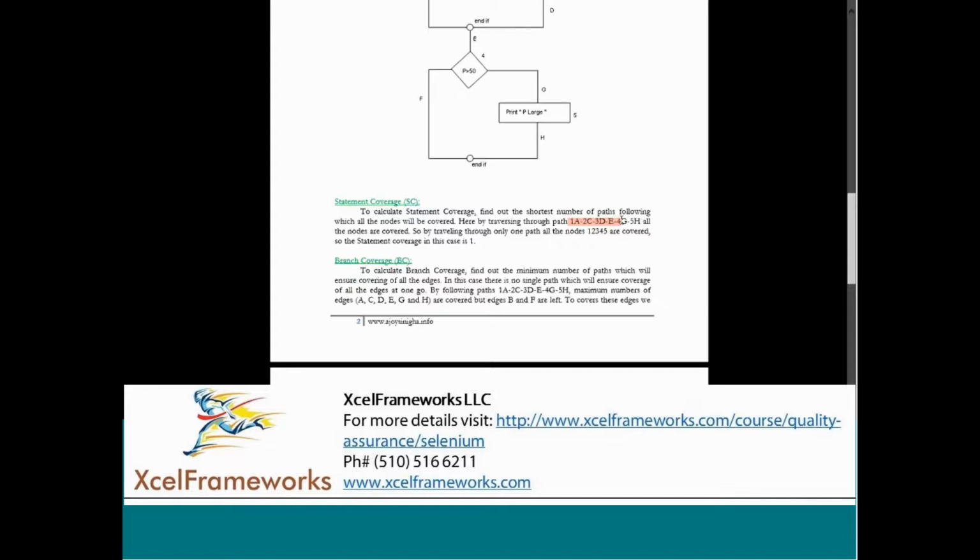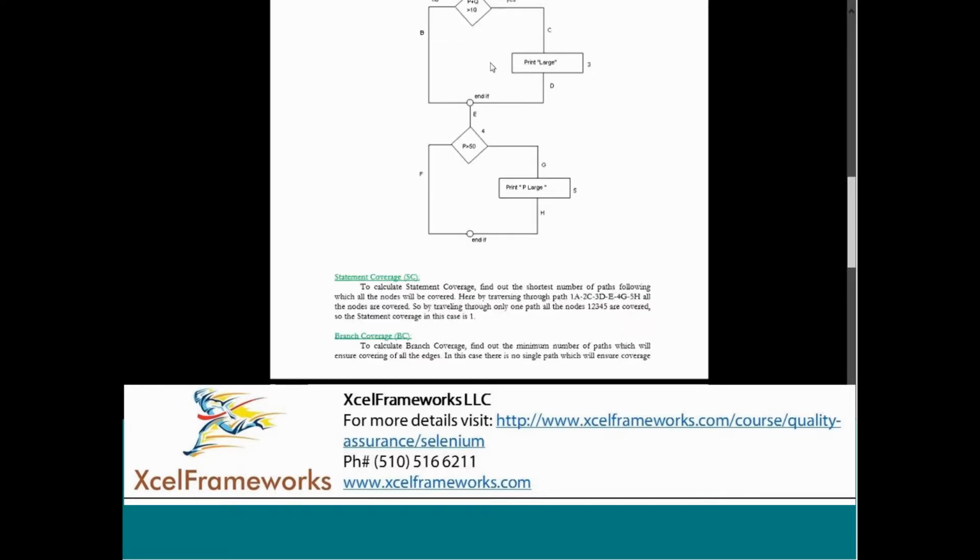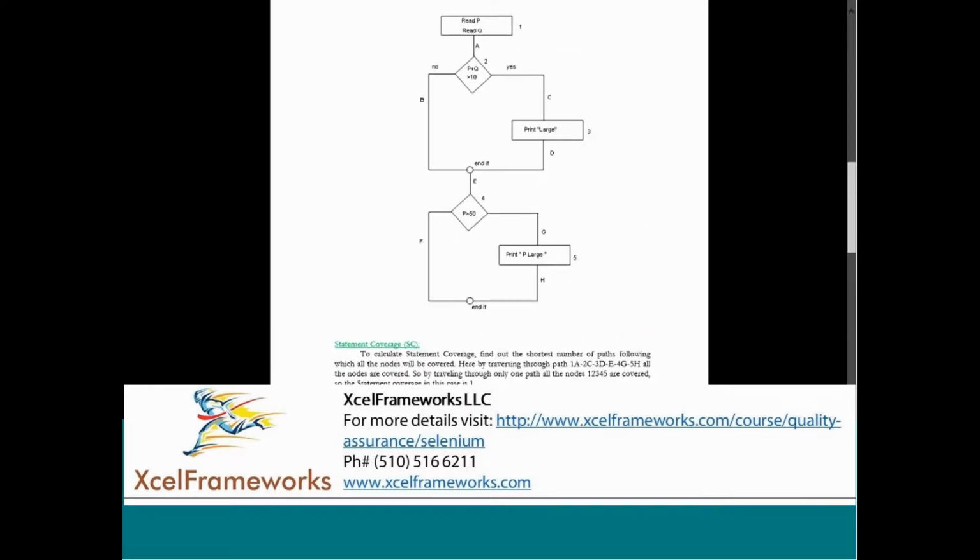In the same way you can see 1A, 2C, 3D, E, 4G, and 5H. The same thing I just explained: 1A, 2C, 3D, and E is the endpoint, and 4G and 5H. This makes sure one positive case is executing, correct? We're not bothered about the negative case as of now. The statement coverage just covers the basic path, and we call this basically touching all the nodes, the first and the second, third, fourth, and fifth, all the conditions basically. So this is statement coverage.